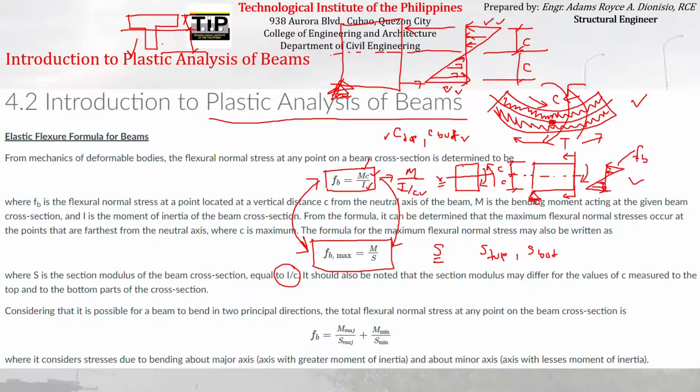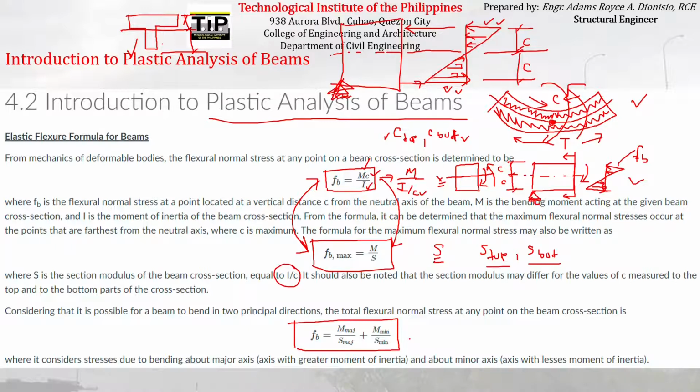Okay? So kung magkaiba yung C-top tsaka C-bottom, malamang magkaiba yung I over C for the top using the C-top and I over C using the bottom, the C-bot. So with that, magkakaroon ng S-top tsaka S-bottom. Okay? So, hindi laging equal yung S or yung section modulus ng mga beam. Depende yan sa C, sa distance from the neutral axis to the extreme fiber. Considering that it is possible for a beam to bend in two principal directions, the total flexural normal stress at any point on the beam cross-section is equal to this formula, where it considers stresses due to bending about major axis or about the minor axis.